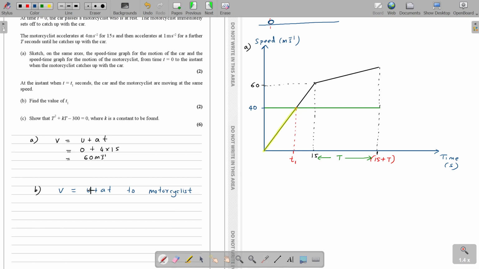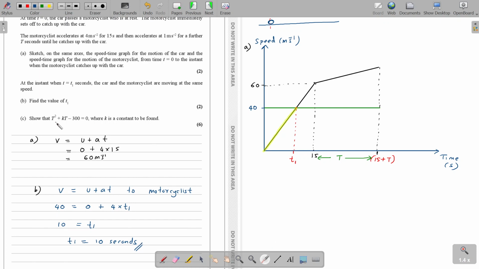So the final speed of the motorcyclist will be 40. Starting speed is 0. Acceleration, at the initial part, they said is 4. Time taken for that particular part is T1. So T1 equals 40 divided by 4, which is 10. Are you with me? So T1 is 10 seconds. Is this clear? Okay.